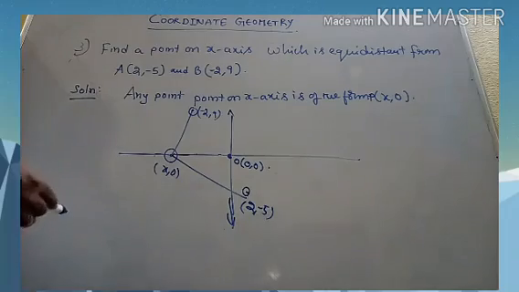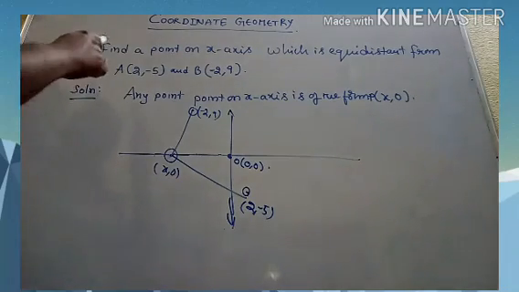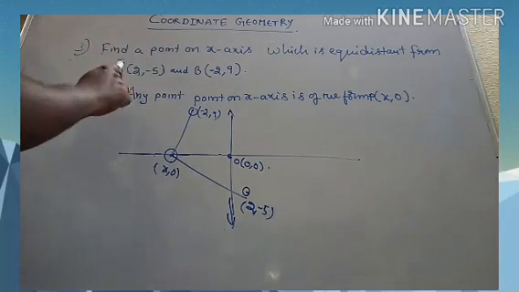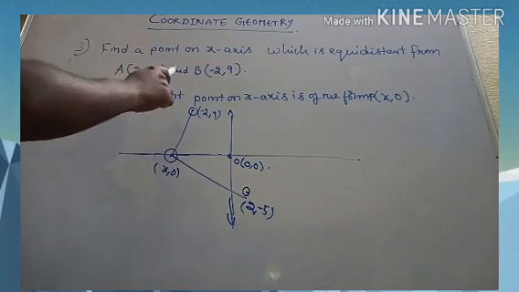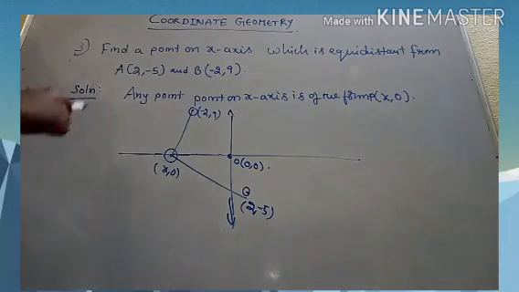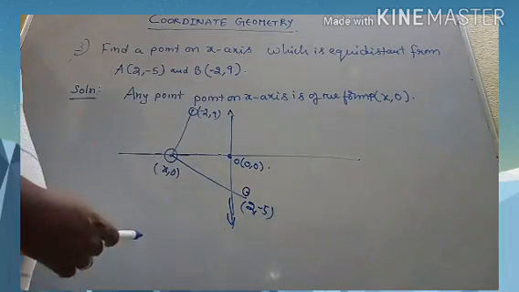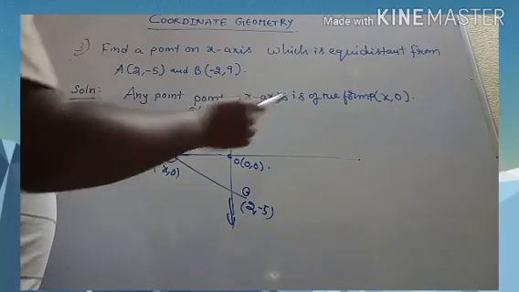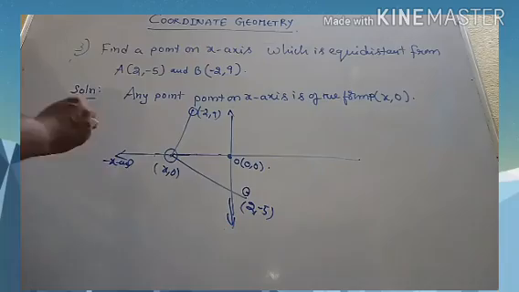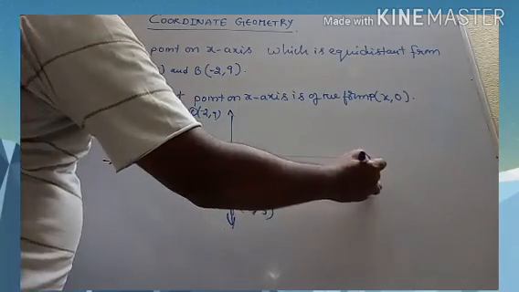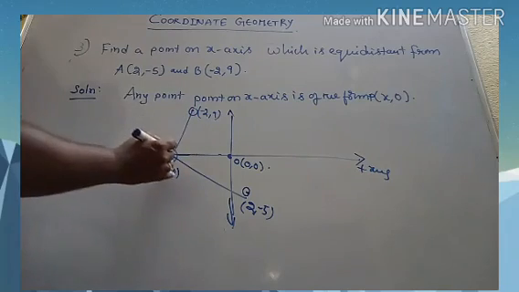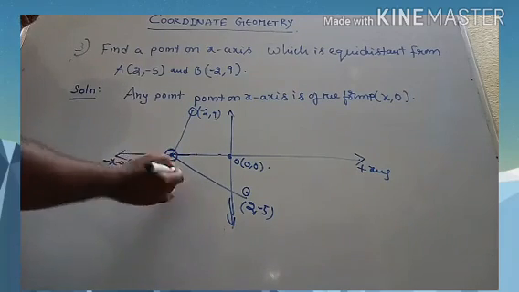Now we have one more interesting problem, the third one. Find a point on the x-axis which is equidistant from A (2 comma minus 5) and B (minus 2 comma 9), these 2 points. Now any point on the x-axis is of the form, my dear students, x comma 0. We already mentioned that this is the negative x-axis and this is the positive x-axis. Any point on the x-axis has its y coordinate as 0. Therefore any point on the x-axis will be x comma 0.